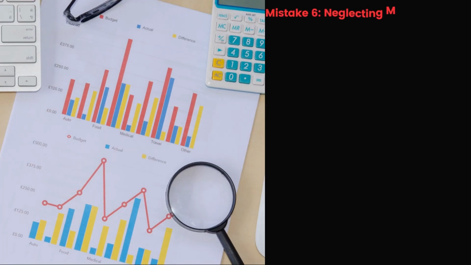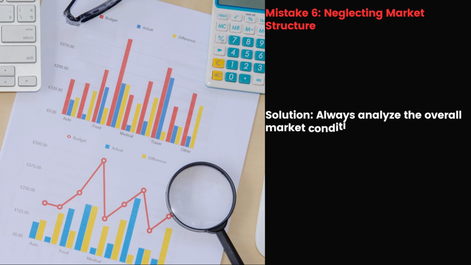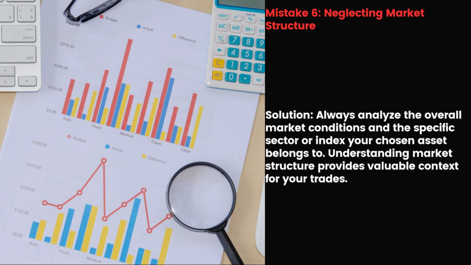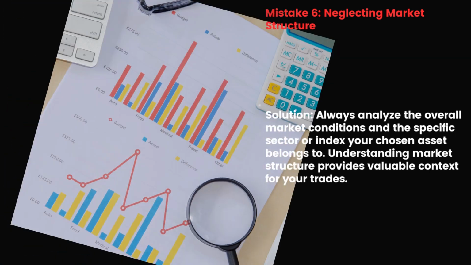Mistake 6: Neglecting market structure. Solution: always analyze the overall market conditions and the specific sector or index your chosen asset belongs to. Understanding market structure provides valuable context for your trades.